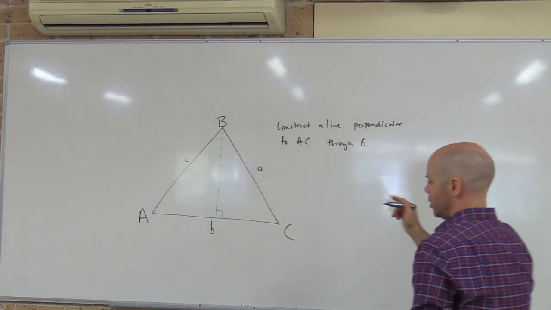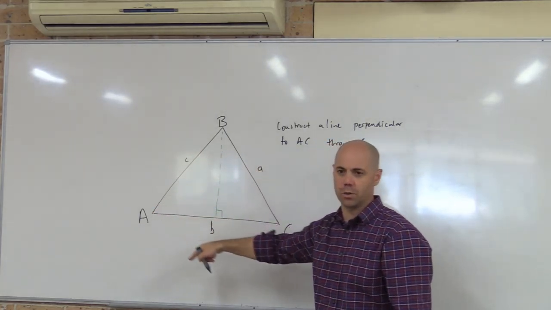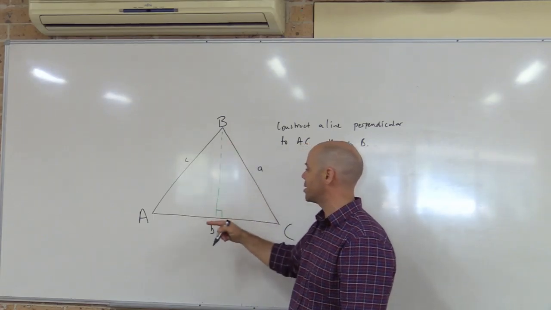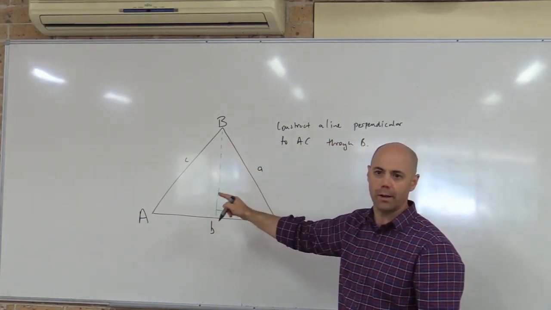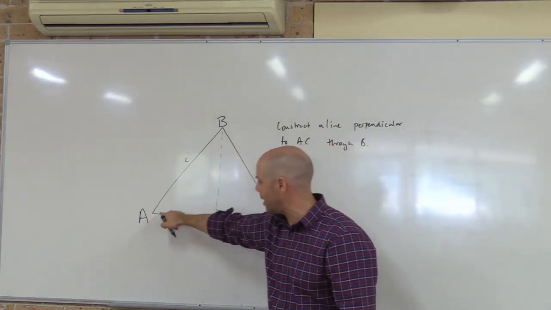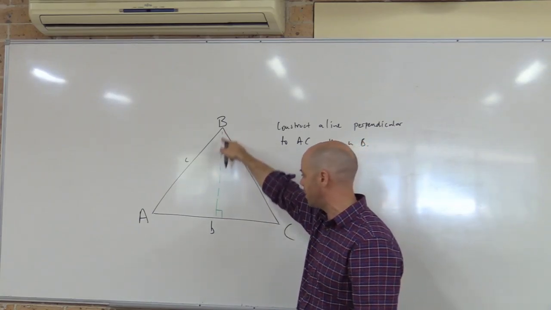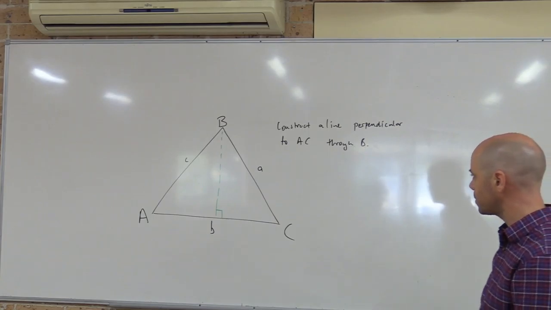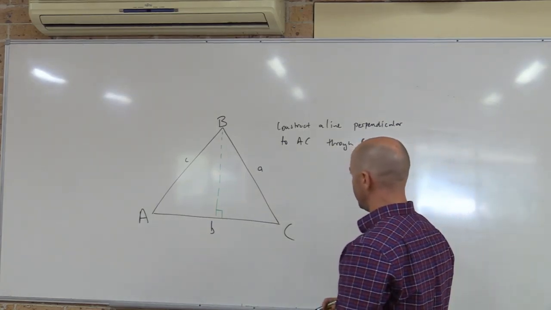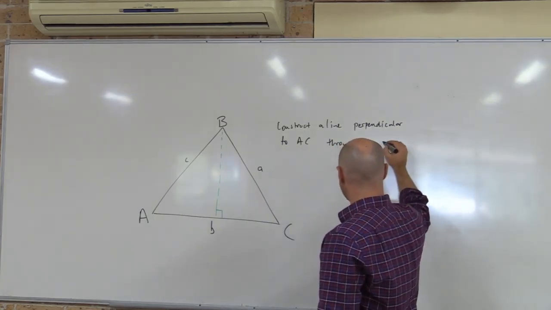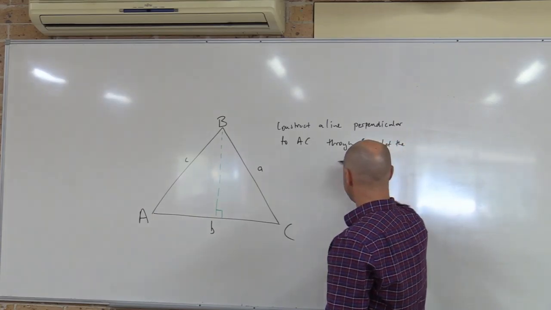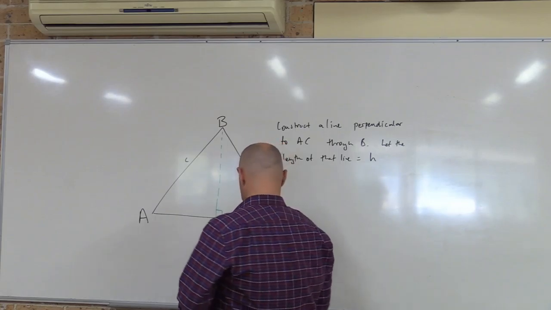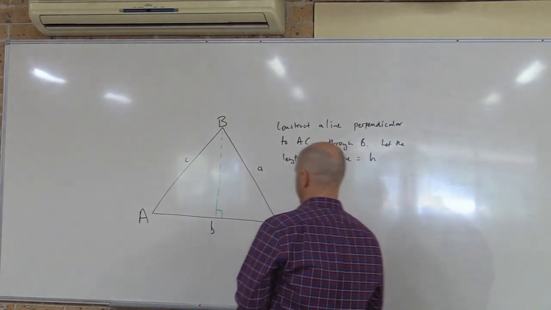I should point out as well, I've mentioned this before, when we talk about these triangles, we'll talk about the angles or the corners or the points as capital letters A, B, and C, and the sides are named accordingly. The side opposite angle A is lowercase a, the side opposite angle B is lowercase b, and so on. That's what you do in a triangle. Okay, so we're going to construct that line there, and we're going to let the length of that line equal, let's call it h, so kind of like a height. So I'm going to call that h for height.